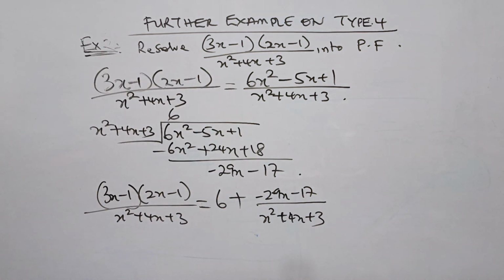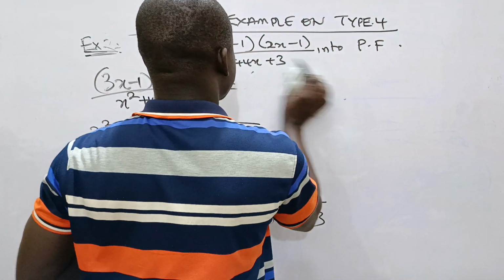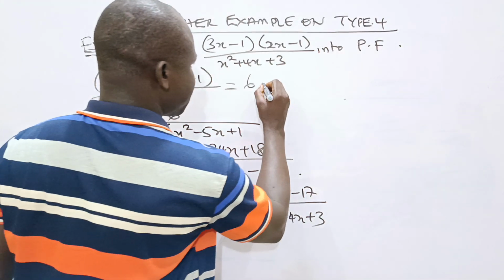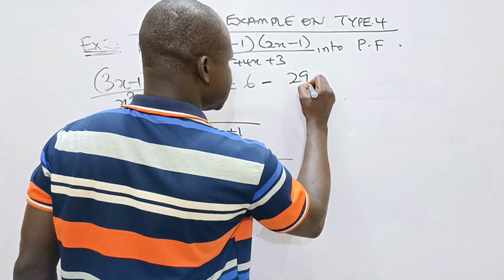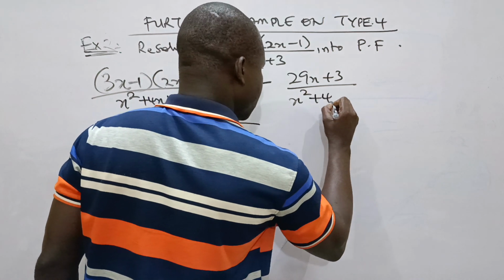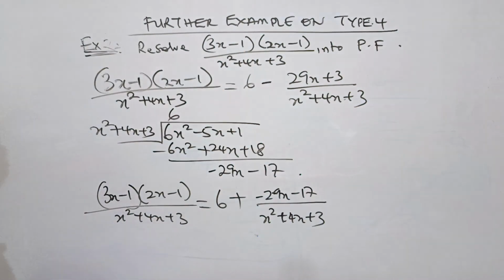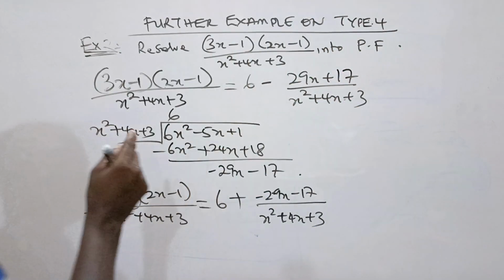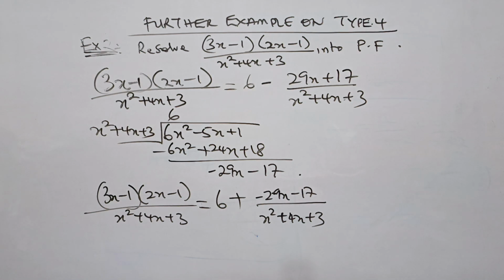So we cannot resolve everything directly into the partial fraction, but I can rewrite this. I'm going to have 6, then this minus can come out. I'll have minus, then I'll be left with (29x plus 17) at the numerator all over x squared plus 4x plus 3. So this is the first step that we are going to take before we resolve into partial fraction.